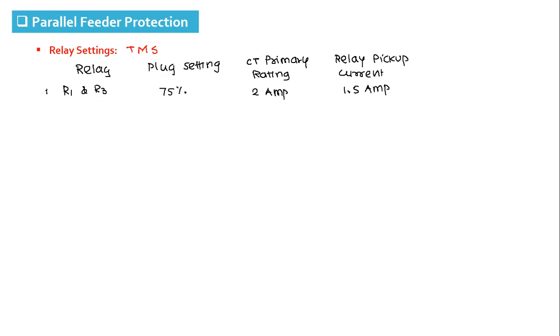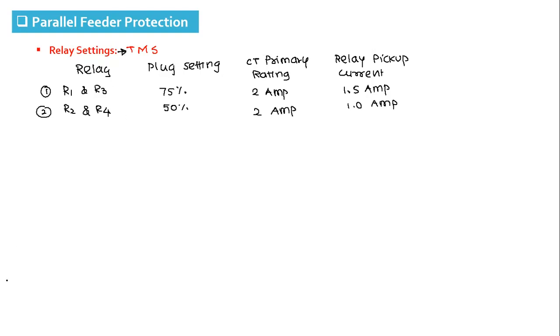So the pickup of R1 and R3 is this. R2 and R4, the plug setting we have calculated is 50 ampere. Its primary rating is also 2 ampere, and therefore giving us a 1 ampere pickup. This table will be useful for us in the calculation of TMS.